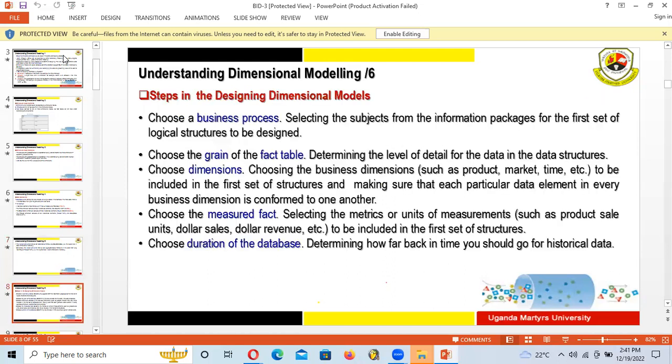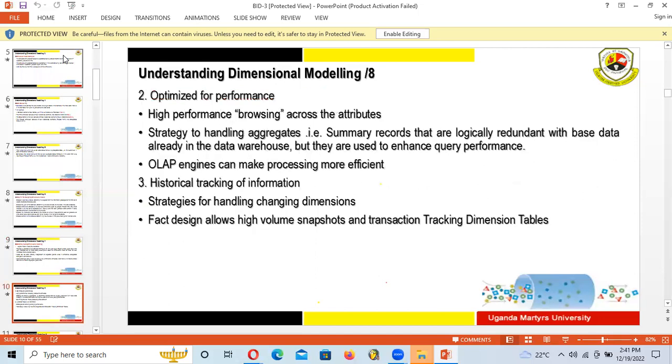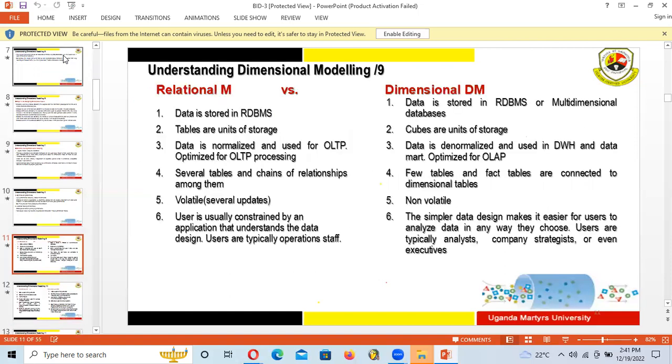family. Then steps in designing the dimensional models: choose a business process, choose the grain of the fact table, choose dimensions, choose the measured facts, and then choose the duration of the database. Then we have benefits of using dimensional models. This model is easy to understand. It's optimized for performance and historical tracking of information.